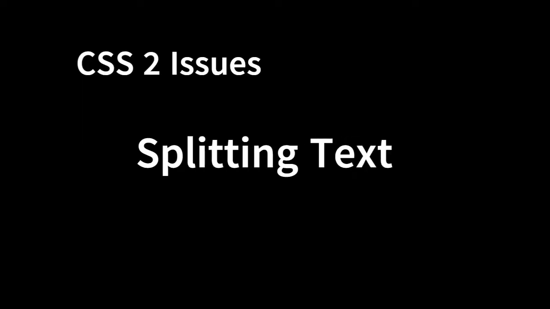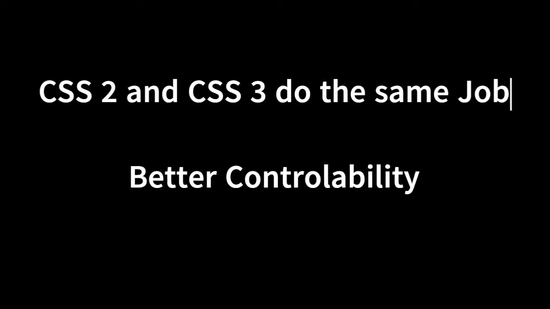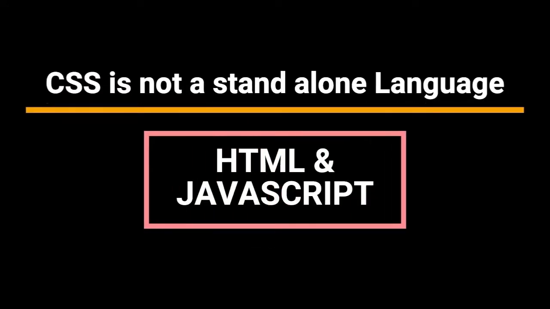Now, CSS2 also had some hiccups regarding adding colors, fonts, splitting text, and some few issues which led to the release of CSS3 in 1999. Now, CSS3 is still the latest standard till date, from 1999 till date. There is no sign of CSS4 coming out anytime soon, right? But in all, CSS2 and CSS3 pretty much do the same job, okay? Just some little adjustment for better controllability of the website by the user. All right, let us note that CSS is not a standalone language. It works hand in hand with HTML and JavaScript, okay?